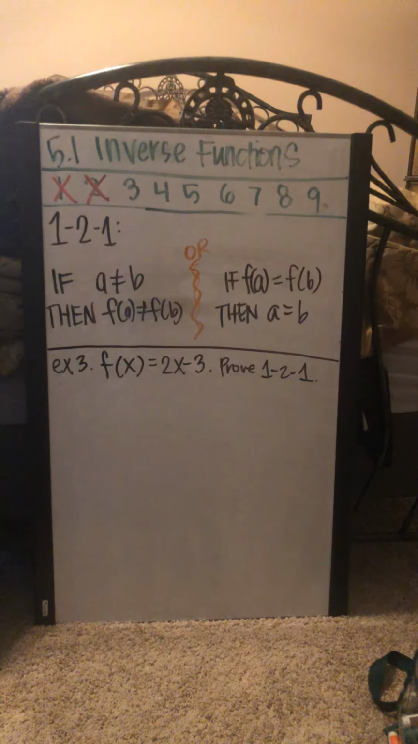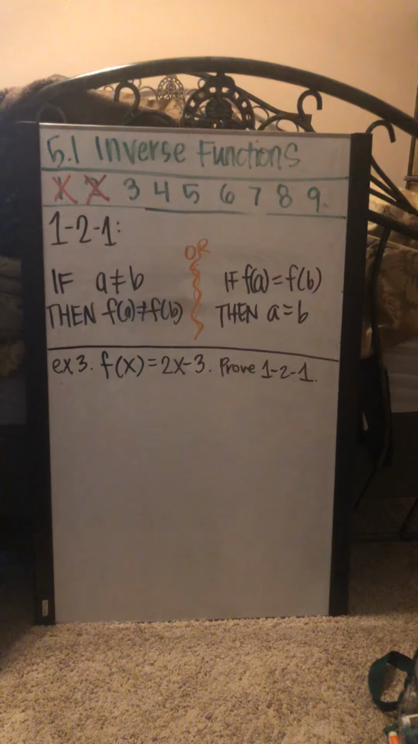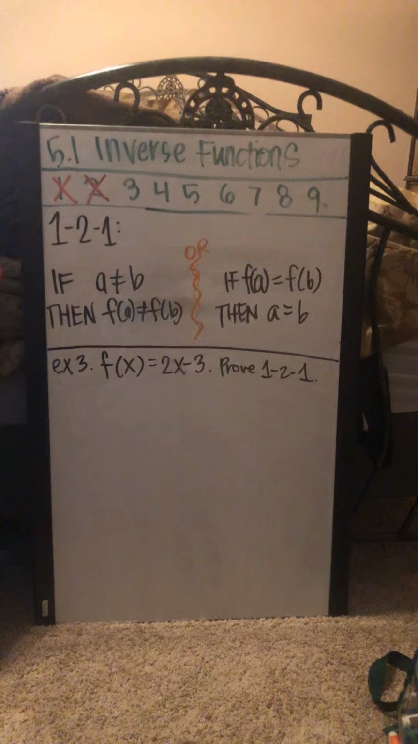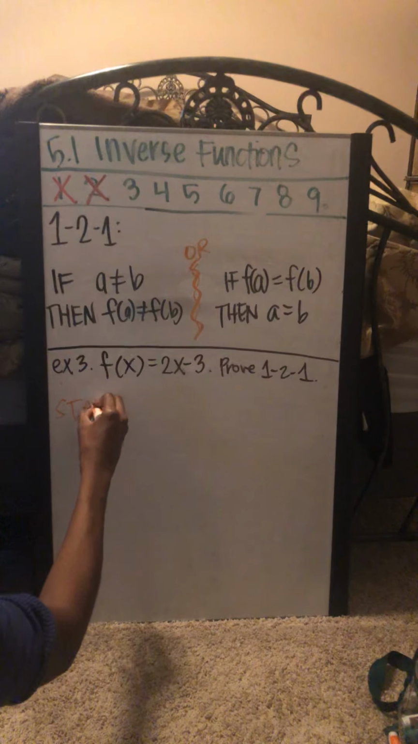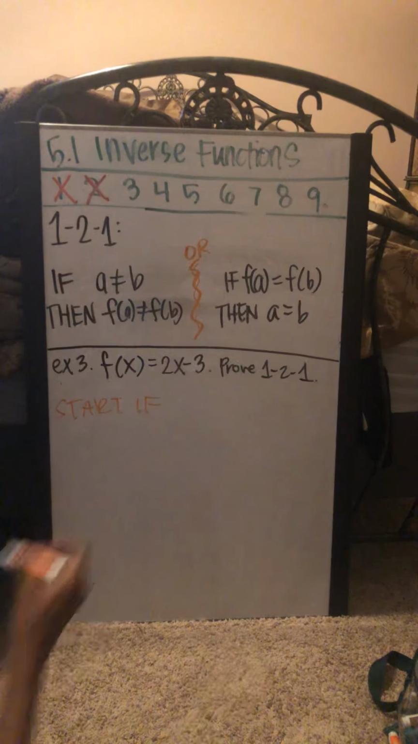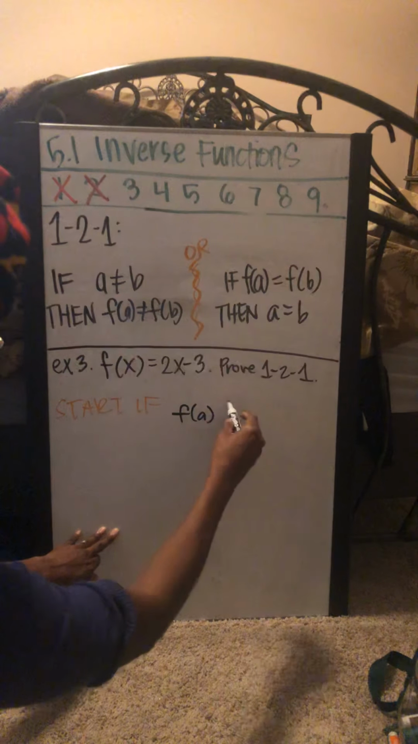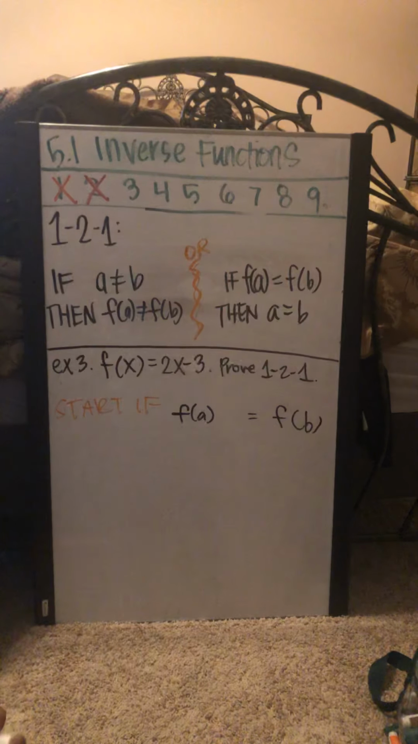Because we're proving, I'm going to use the equal sign. I guess it really doesn't matter, but at any rate, it says if f of a is equal to f of b. So again, remember, we always start with the if, okay? So we are going to say that f of a is equal to f of b. We start with the if, okay?